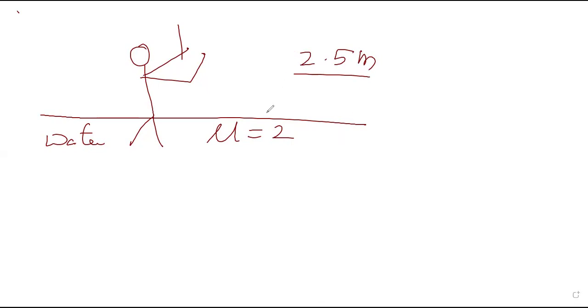So if the resistance of the water is double that of air, he is walking 2.5 meters in 10 seconds.